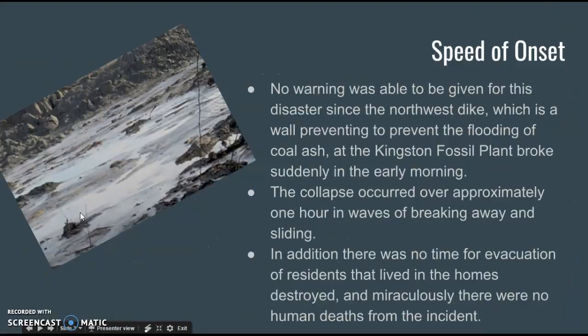No warning was able to be given for this disaster since the Northwest Dike, which was a wall preventing the flooding of coal ash at the Kingston fossil plant, broke suddenly in the early morning. The collapse occurred over approximately 1 hour in waves of breaking away and sliding. In addition, there was no time for evacuation of residents that lived in homes destroyed, and miraculously there were no human deaths from the incident.